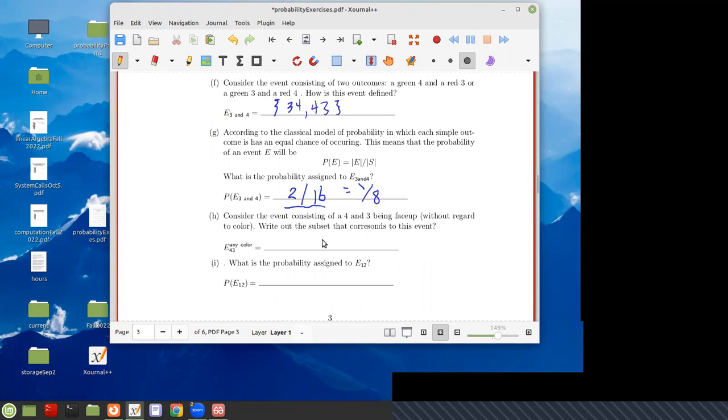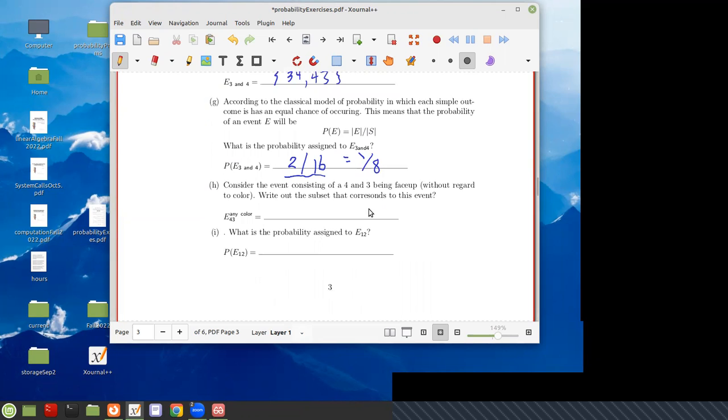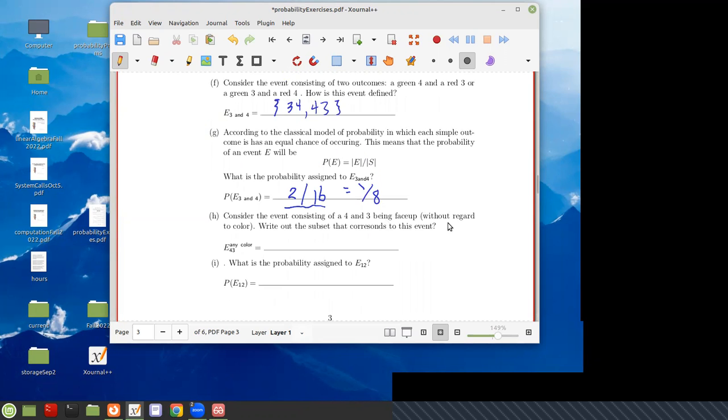Okay, let's consider. Professor, yes, question. Go ahead. Wouldn't that be 1/16 because it's specific colors, whereas the next question asks for any color?